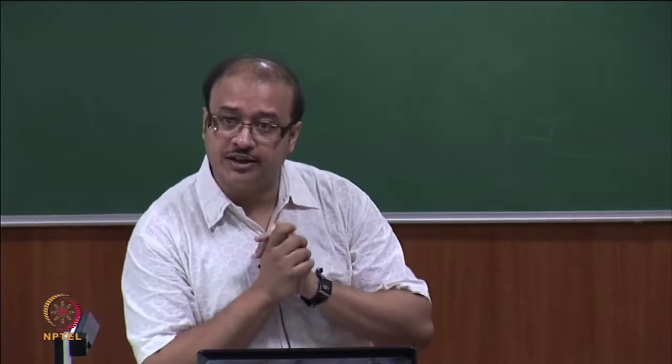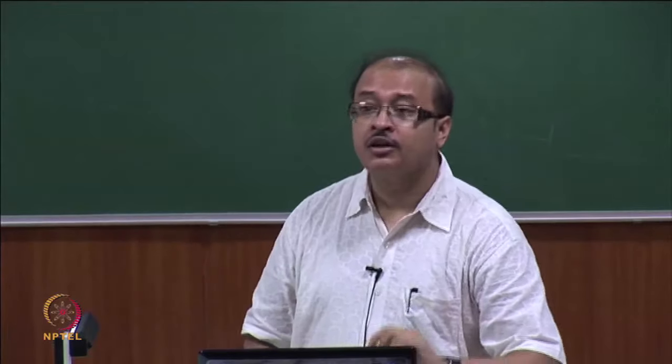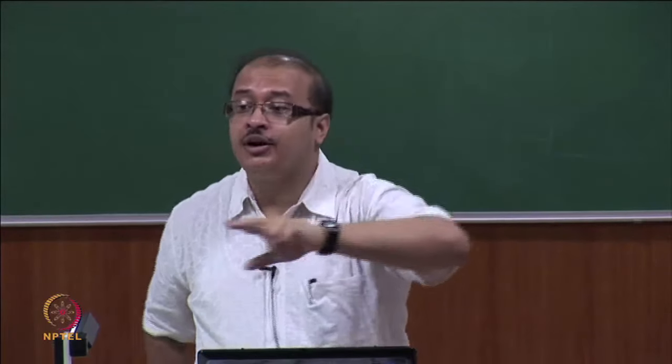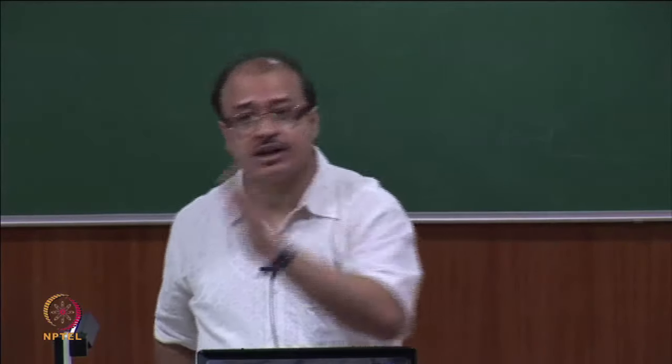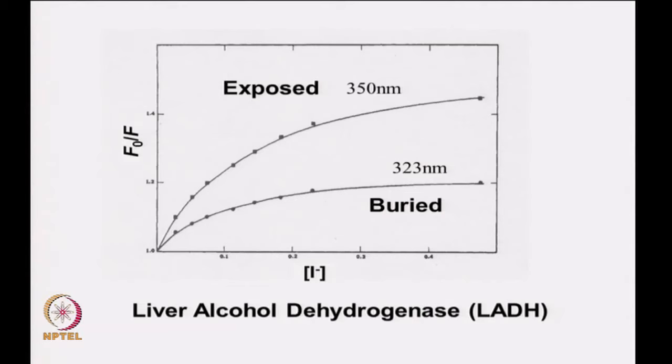Not only that, how did the people who did the experiment figure it out? Remember, the buried tryptophan has a lower wavelength emission maximum than the exposed tryptophan. So, for monitoring the buried tryptophan, they monitored the emission at 323 nanometers, and for the exposed they monitored at 350 nanometers, and that is how they came around to plotting these two different graphs. For the buried, the slope is smaller, for the exposed the extent of quenching is much more.